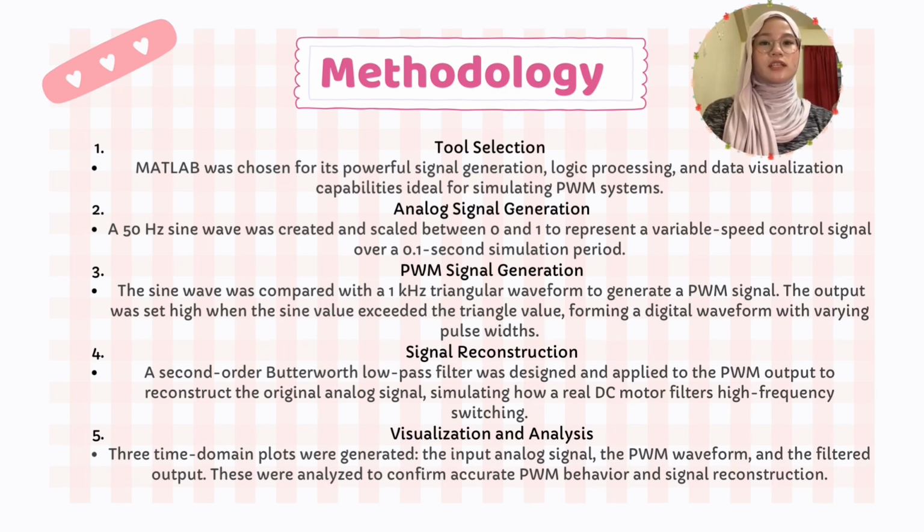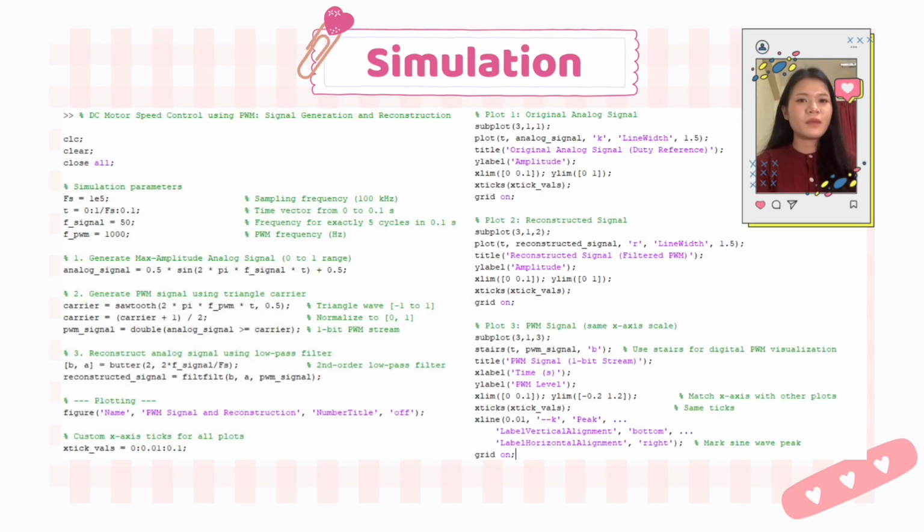width. Fourth, signal reconstruction. A second-order Butterworth low-pass filter was designed and applied to the PWM output to reconstruct the original analog signal, simulating how a real DC motor filters high-frequency switching. And last, visualization and analysis. 3 time domain plots were generated: the input analog signal, the PWM waveform, and the filter output. These were analyzed to confirm accurate PWM behavior and signal reconstruction. As you can see, this is the coding for DC motor speed control using PWM that we use in MATLAB for our project.